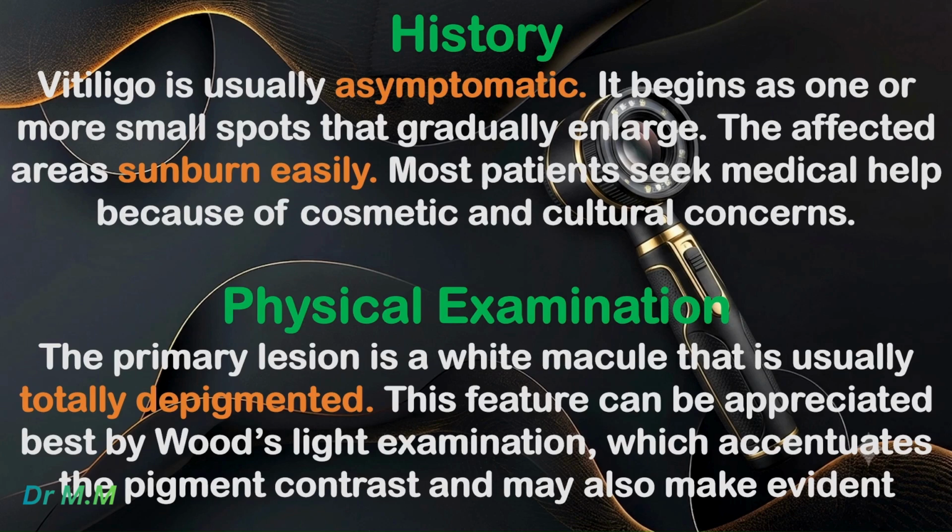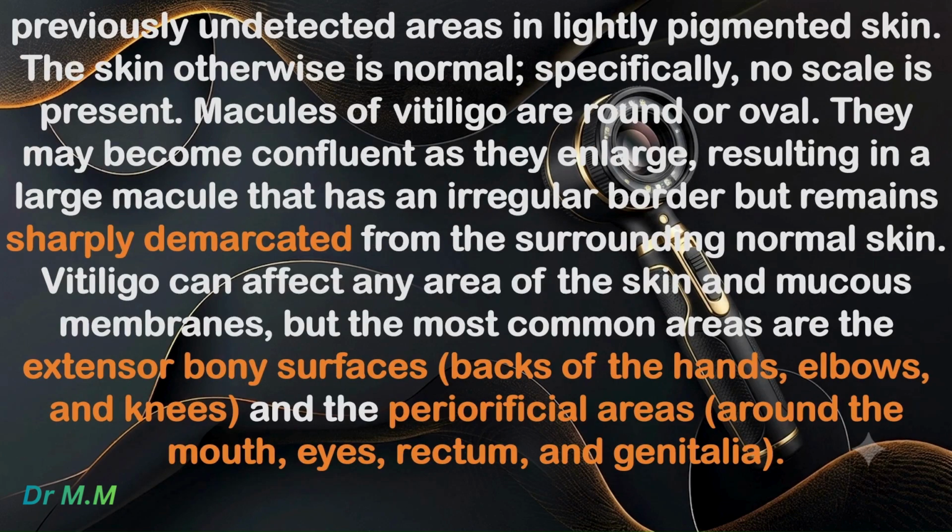Physical examination. The primary lesion is a white macule that is usually totally depigmented. This feature can be appreciated best by Wood's light examination, which accentuates the pigment contrast and may also make evident previously undetected areas in lightly pigmented skin. The skin otherwise is normal, specifically, no scale is present. Macules of vitiligo are round or oval. They may become confluent as they enlarge, resulting in a large macule that has an irregular border but remains sharply demarcated from the surrounding normal skin.